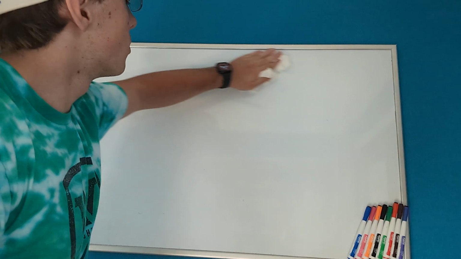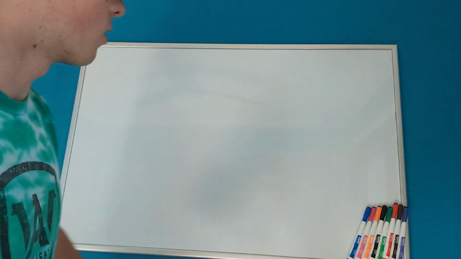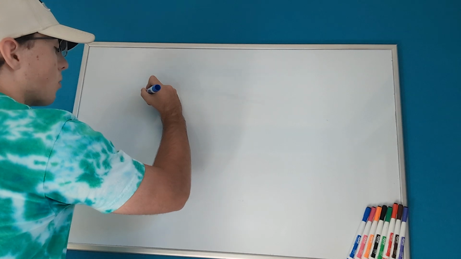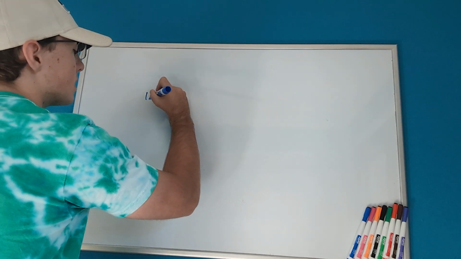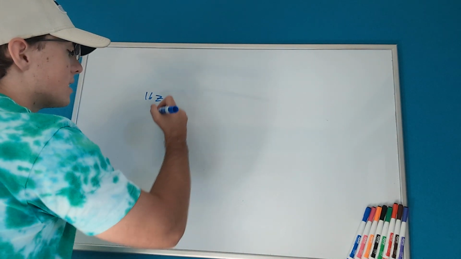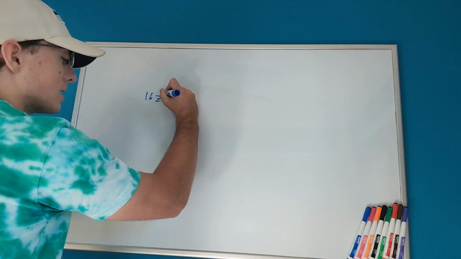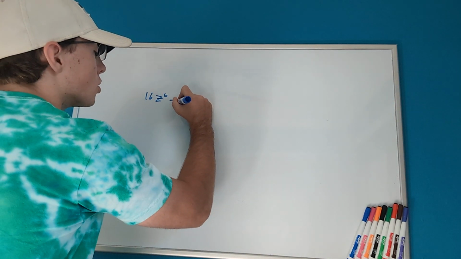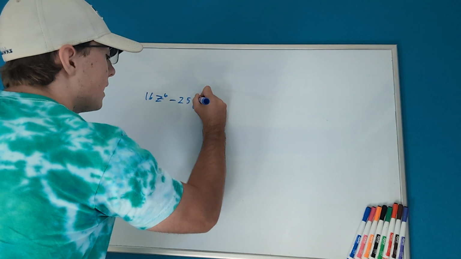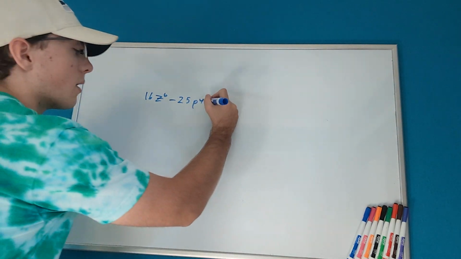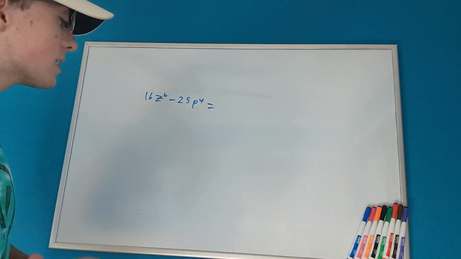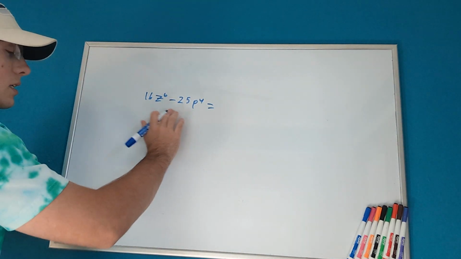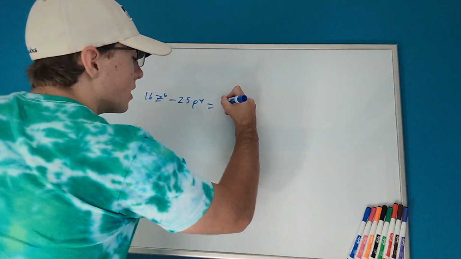Now let's do one last one. Let's do, once again, we'll do 16 and 25 again. 16, I'll do the same number, 16z, but this time z is going to be to the 6th, minus 25p to the 4th. Now, how can we factor this? Well, once again, we do in fact have perfect squares here, right? We just have to think about it.